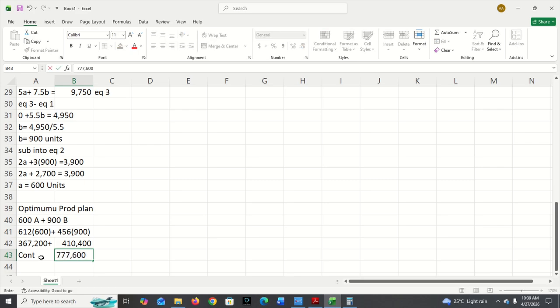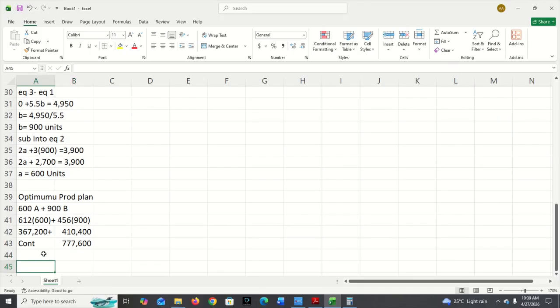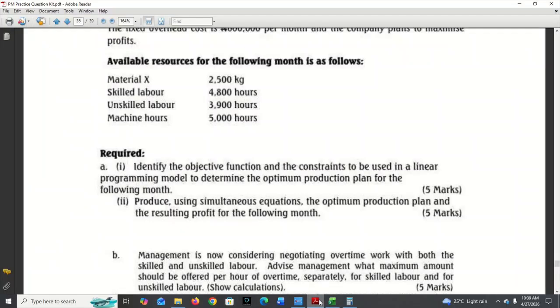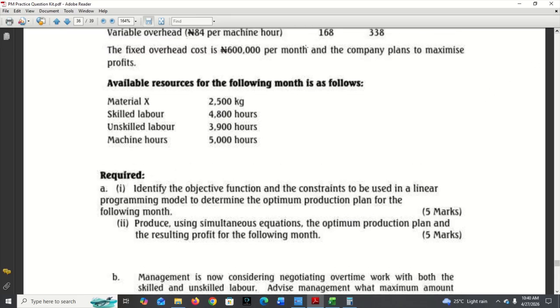Then if we want to get the total profit, we will remove our fixed overhead or fixed cost. Our fixed overhead is how much? Let's check our question. Alright, that's 600,000 naira per month. Fixed overhead cost is 600,000.